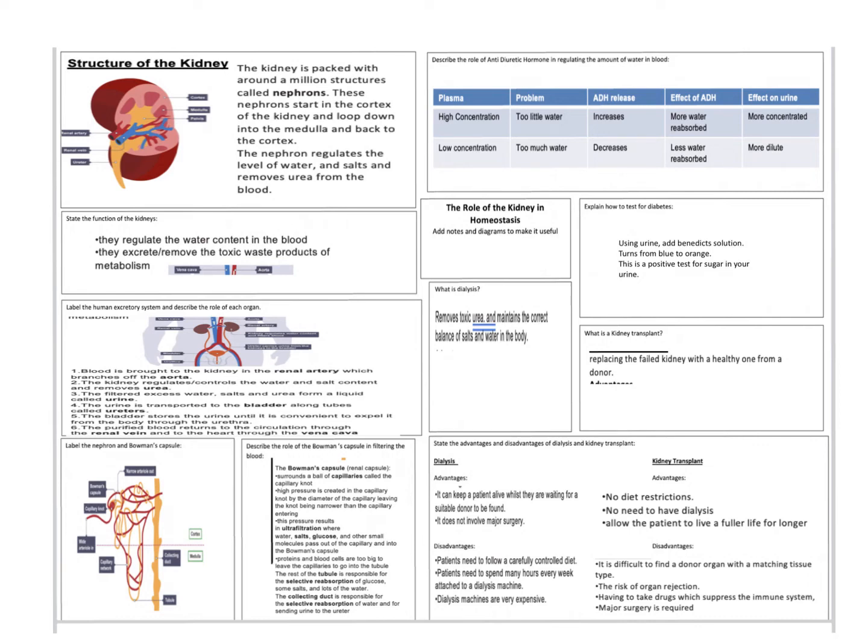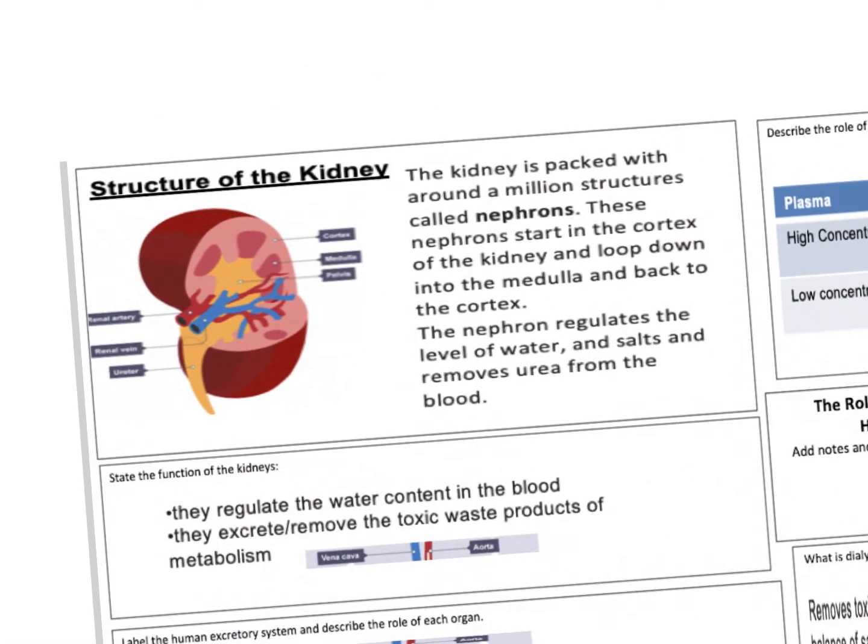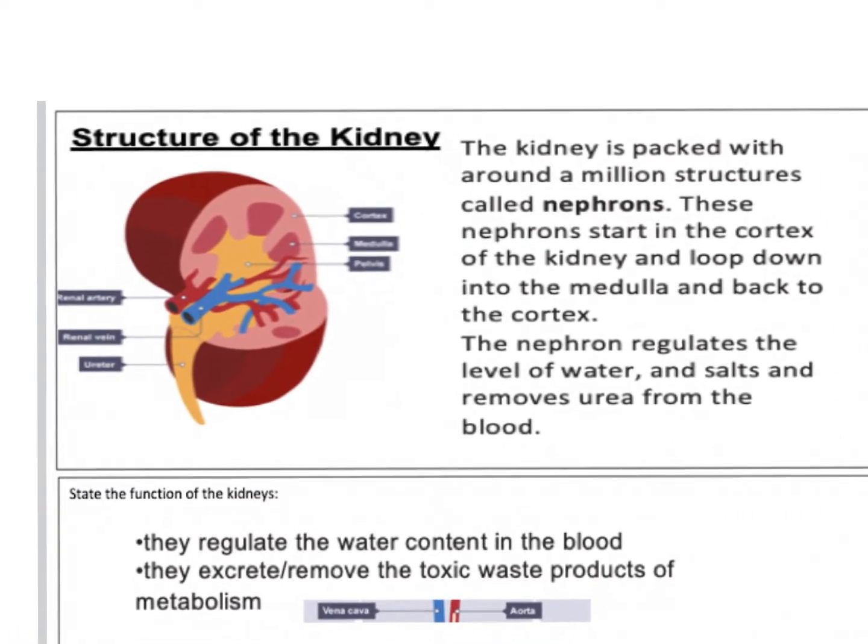So the biggest topic in triple biology then is looking at the kidney. The kidney is packed with a million structures called nephrons. These nephrons start at the cortex of the kidney and loop back into the medulla and the cortex. Often you'll get asked, the cortex is the bit outside the kidney, and then the medulla is the little shapes. You'll often get asked to talk about them, and then this is the pelvis.